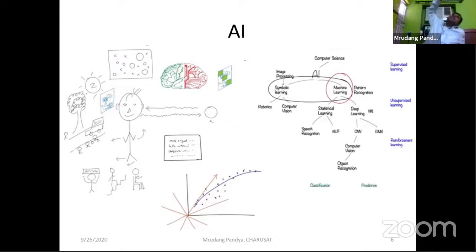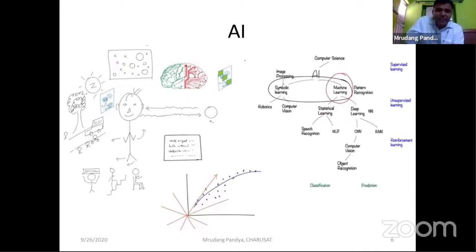Classification you can perform through supervised learning, and clustering you can perform through unsupervised learning. And the last thing is reinforcement learning.